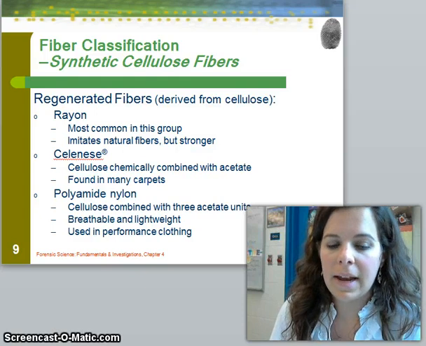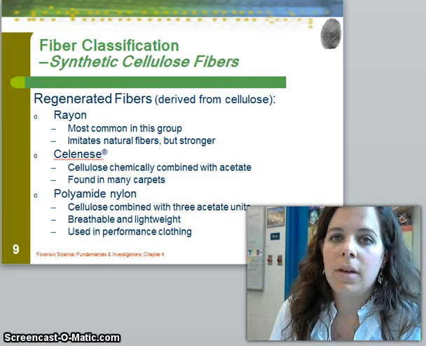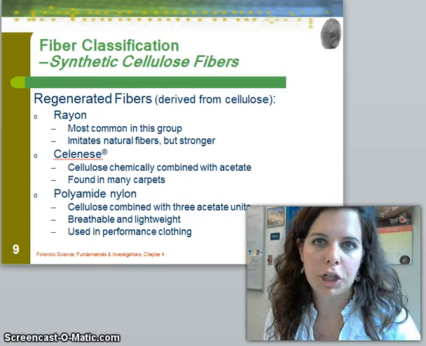And then polyamide nylon is used in performance clothing, so this is what you're going to have in an Under Armour shirt.